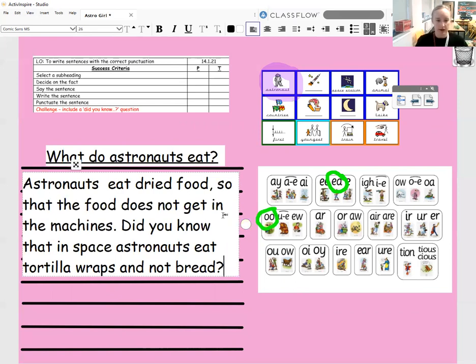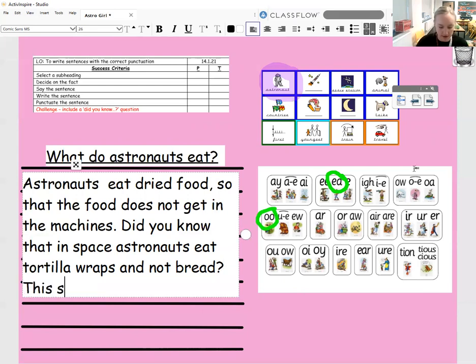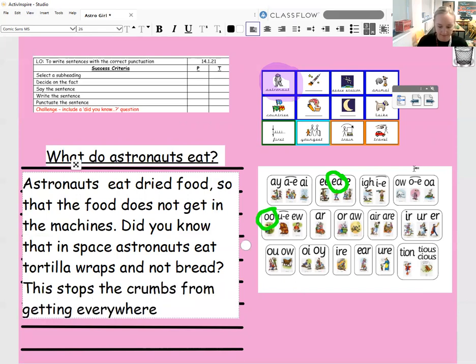So let me check that now. I've got astronauts eat dried food so that the food does not get in the machines. Did you know that in space, astronauts eat tortilla wraps and not bread? This stops the crumbs from getting everywhere.